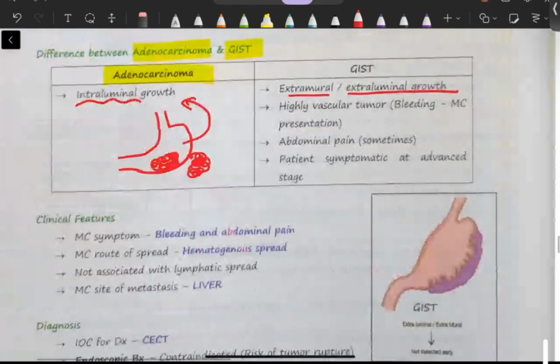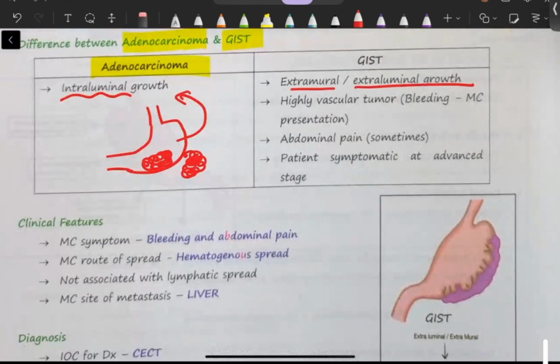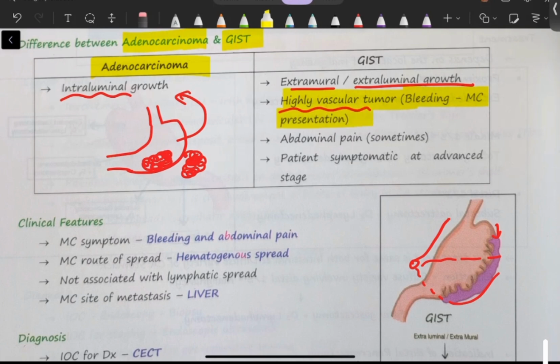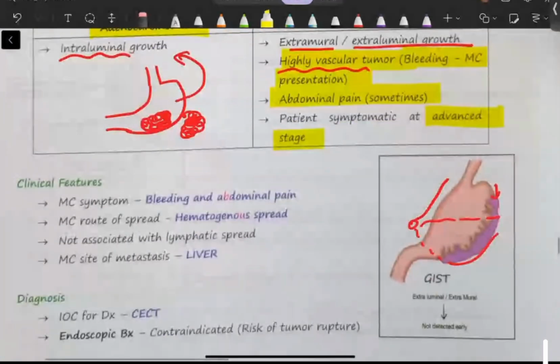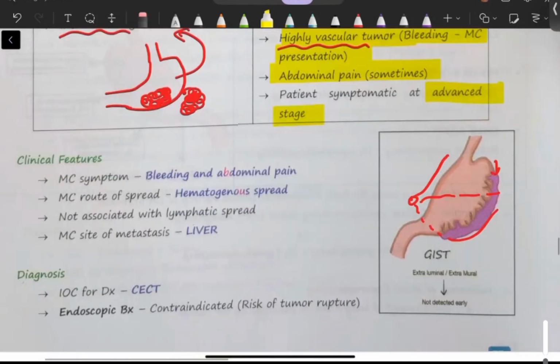What will happen if this is extramural? It will be highly vascular because all the blood vessels like the left gastric artery, gastroduodenal artery, splenic artery, everything will be around the stomach. So all this will be involved and hence this will become a highly vascular tumor. Bleeding will be the most common presentation here. Along with that, abdominal pain will be there sometimes, and the patient usually will be symptomatic only at an advanced stage. Initially there won't be any symptom.